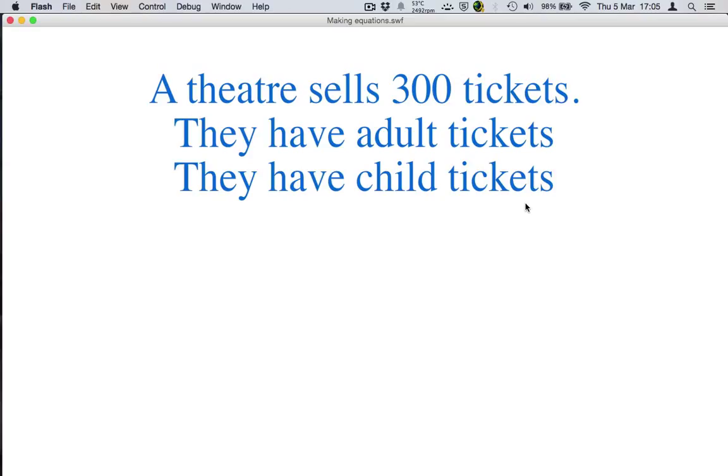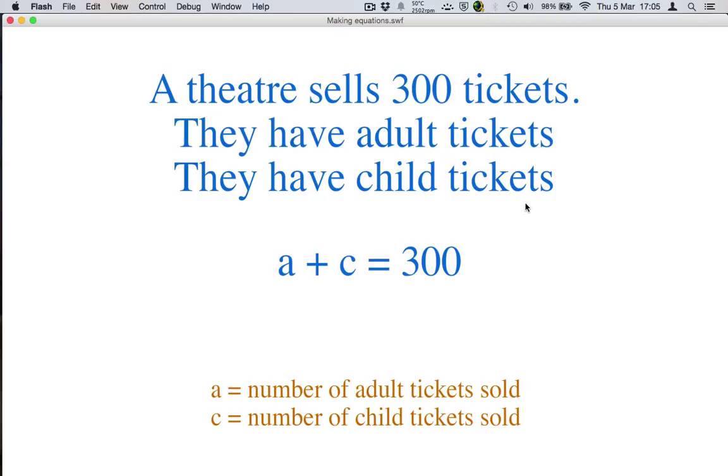Can we say? Well, if we say that A is the number of adult tickets sold and C is the number of child tickets sold, then A plus C must equal 300. So that gives us an equation there. A being the number of adult tickets sold and C being the number of child tickets sold. So let's see if we can come up with a second equation.